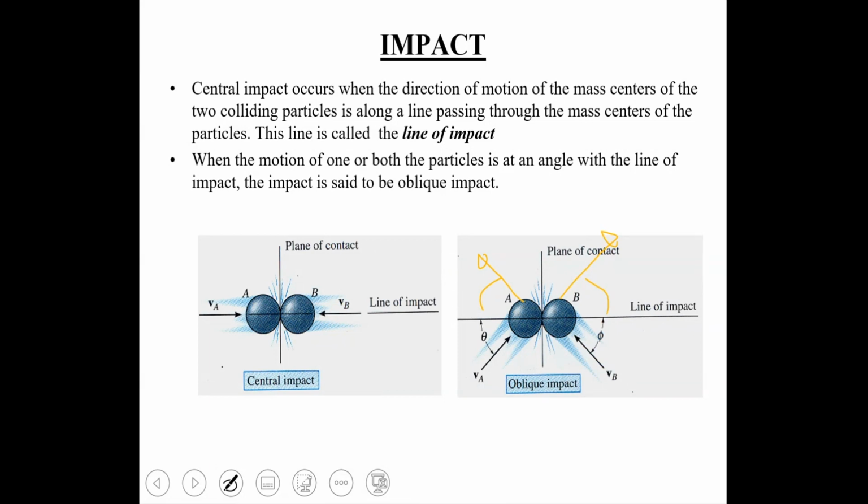That's why the procedure for analysis of central and oblique impact is different from each other, because in case of central impact you are going to have two unknowns, that is the magnitude of final velocities, whereas in case of oblique impact not only the magnitudes of final velocities are unknown to you, but the angles or the direction of these velocities are also unknown to you. So overall, you are going to have 4 unknowns in case of oblique impact. It means that you require 4 equations in order to find out those 4 unknowns.